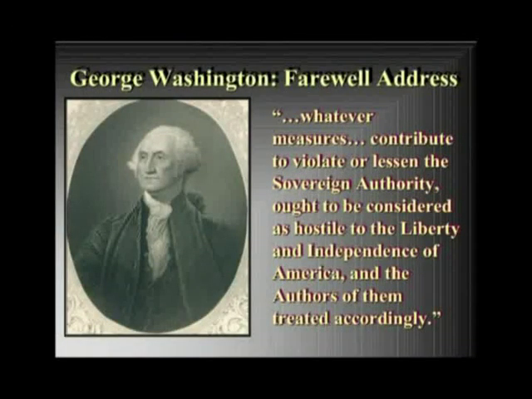George Washington also warned us in his farewell address, whatever measures contribute to violate or lessen the sovereign authority ought to be considered as hostile to the liberty and independence of America, and the authors of them treated accordingly. Folks, this is treason. And it's time we say so. Thank you very much.